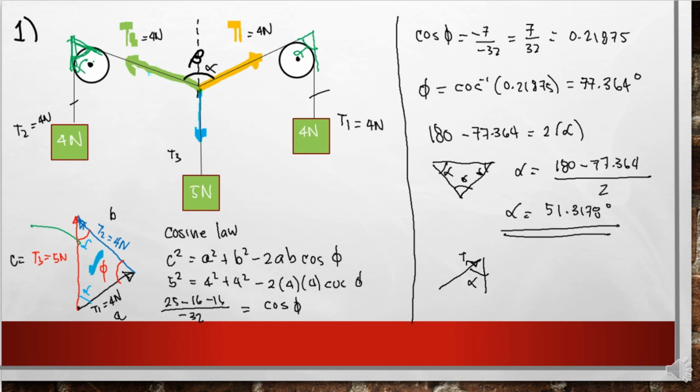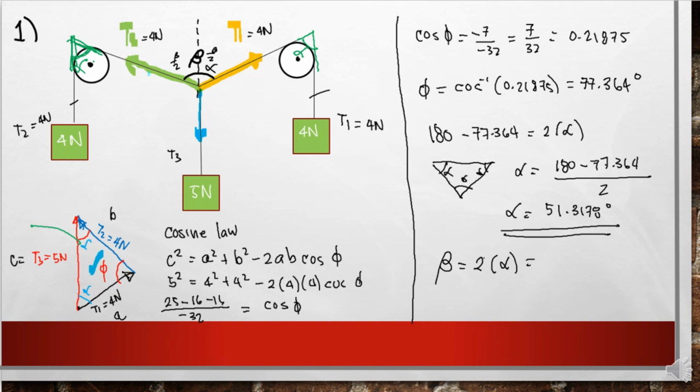And if we try to drop a vertical line here, if that is alpha, this is also alpha. So therefore, I can say that beta over 2 is equal to alpha. This is beta over 2 also because of symmetry. So if this is alpha and this is alpha, beta therefore is equal to 2 times alpha.